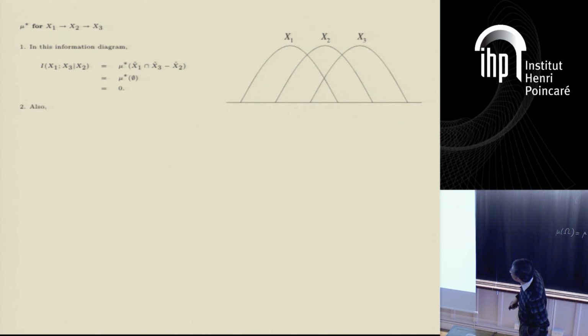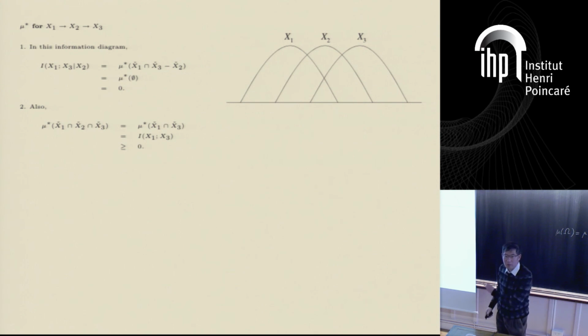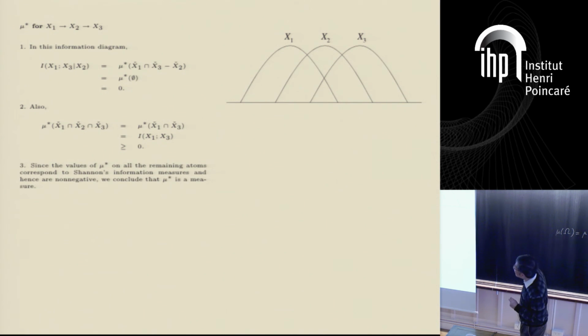Another thing to note is that this atom, which is potentially problematic, is the intersection of 3 sets. Now, the intersection of x1, x2, and x3 turns out to be equal to the intersection of x1 and x3. This is the intersection of two things, so this is a mutual information, and so it's non-negative. So we see very easily that for a length 3 Markov chain, mu star is actually a measure, which always takes non-negative values.